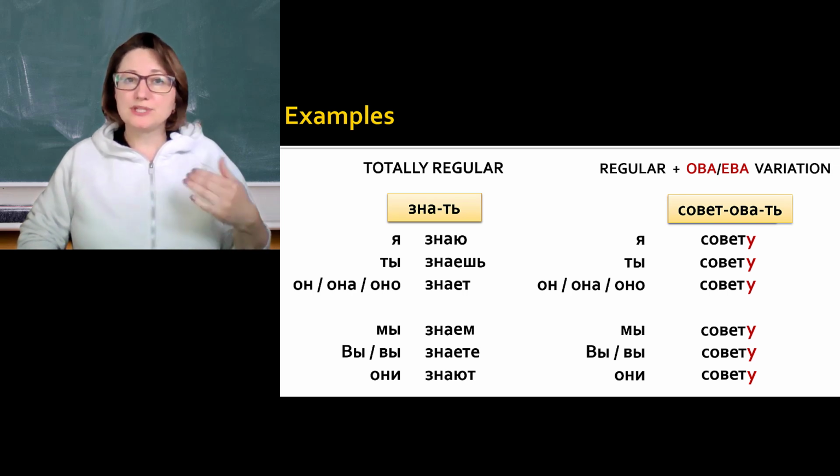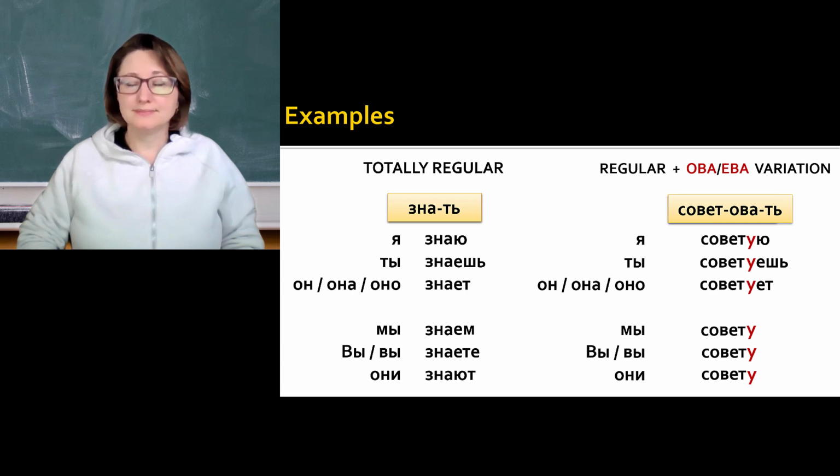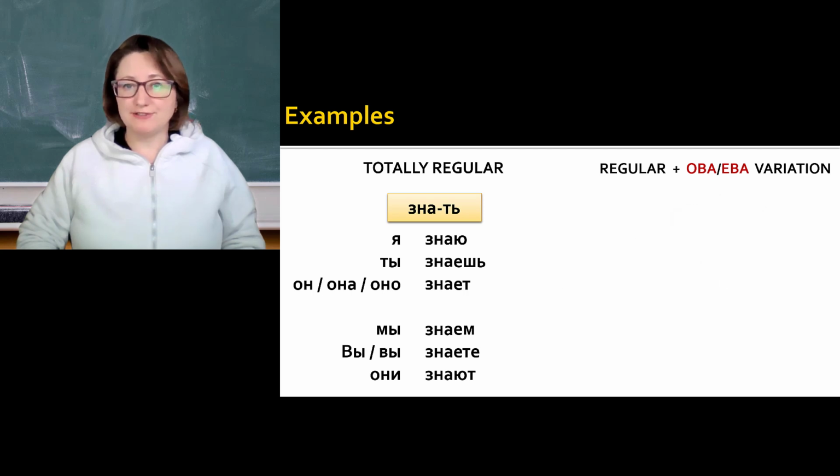And after that step, we're going to add the endings. So for example, if you want to say, I am giving advice to somebody, I am giving advice will be я советую. And you are giving advice or you suggest something, that's ты советуешь. Он, она, оно советует. Мы советуем. Вы советуете. And они советуют. Now, that was an example of the ova verb. And now let's take a look at the jeva verb.